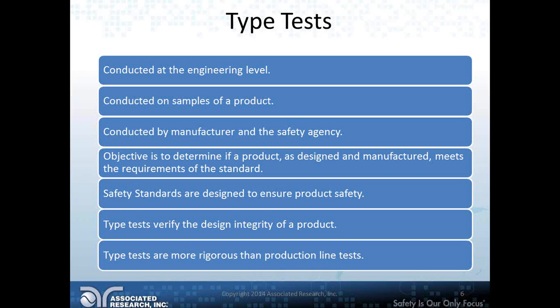Type tests are tests that are conducted at the engineering level, meaning when the product is in its design phase, these are the tests that are required during the design phase of the product. They are conducted on samples of the product by the manufacturer and sometimes by the safety agency to get compliance. The main objective of type tests is to determine if a product as designed and manufactured meets the requirements of the standards. So again, type tests are performed during the design phase of a product, and safety standards, of course, are designed to ensure product safety.